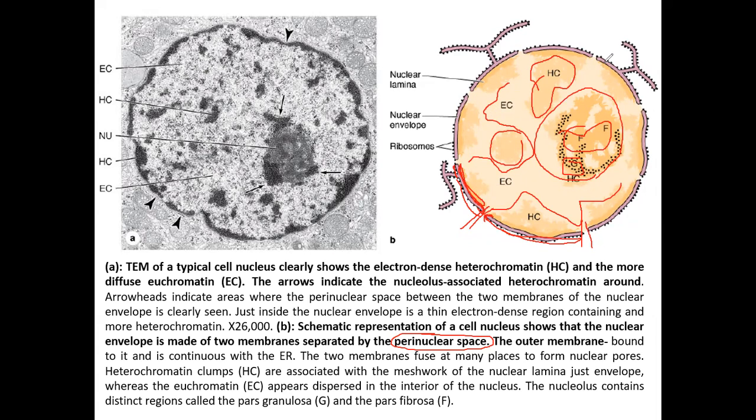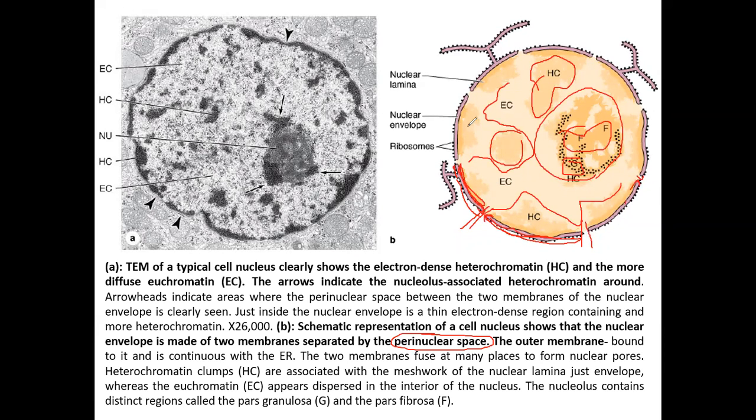Again, we have the nuclear envelope, and the nuclear envelope has inner and outer membranes. These inner and outer membranes are separated by what we call the perinuclear space. And at some points, the inner and outer membranes meet, and that forms the nuclear pore.